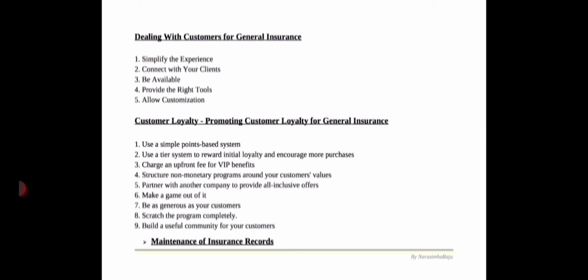Frequent customers earn points which translate into some type of reward, such as a discount code, freebie, or other type of special offer. And the next type of customer loyalty promotion is to use a tier system to reward initial loyalty and encourage more purchases. Finding a balance between attainable and desirable rewards is a challenge for most companies designing loyalty programs. One way to combat this is to implement a tiered system which rewards initial loyalty and encourages more purchases.